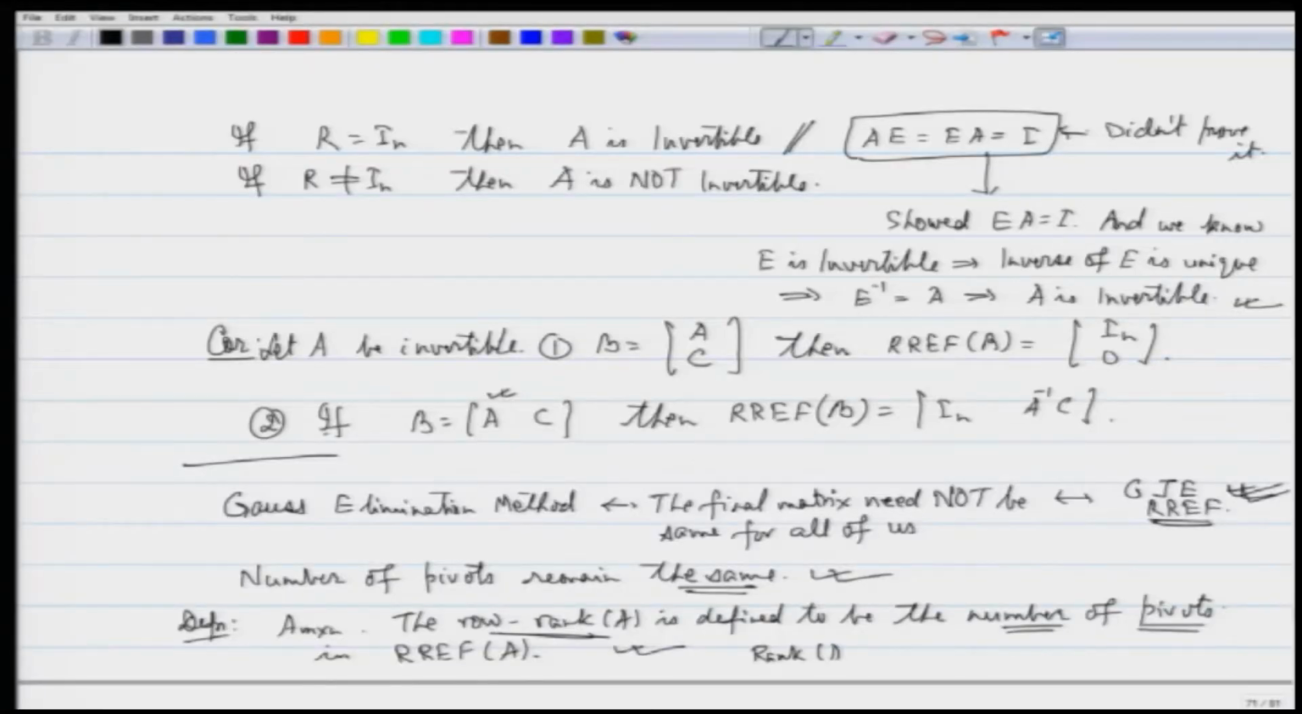So, for the time being, even though I am defining row rank, I will just use the word rank of a matrix. The rank of A is nothing but the number of pivots or the number of non-zero rows in RREF of A. So, you have to compute the RREF, or get the row echelon form, to get your rank, fine.